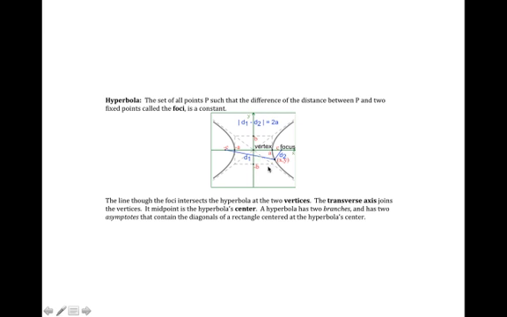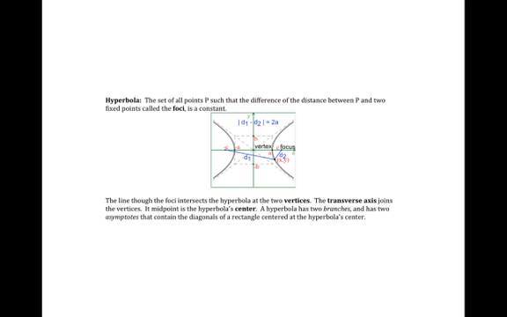What's different, though, is that this is now called the transverse axis. It's not called the major axis because it's not necessarily bigger. It's not necessarily the bigger axis. Today, a may be bigger, b may be bigger. We don't know. Its midpoint is the hyperbola center.